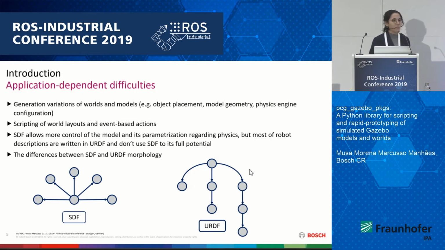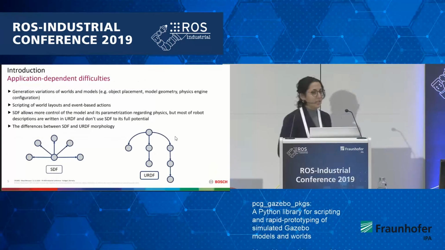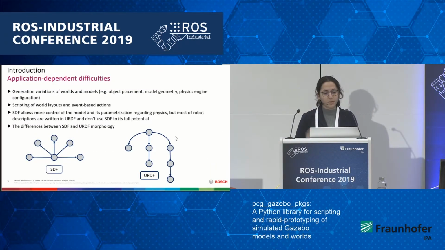Some of the application-dependent difficulties that I listed are, for example, if you want to test your navigation system in the world, and you just want to add some variations in object placements, but you don't want to write several similar versions of the SDF world file. This can also be a little complicated to manage. So how do you script world layouts instead of having static world layouts, which makes it more flexible to change and automate how the environments are going to look? And we also have event-based actions, which can be very interesting if you want to test some behaviors.